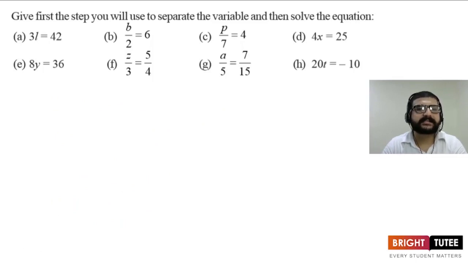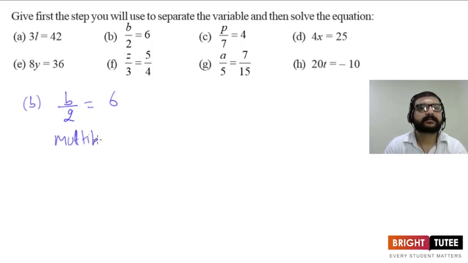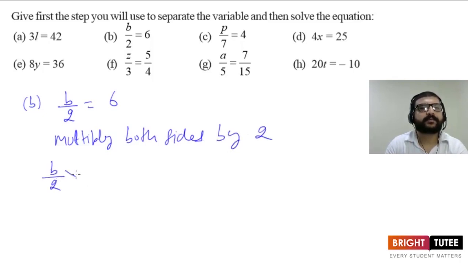Now the next equation is the second equation, which is b upon 2 is equal to 6. Now here also we have to get rid of this 2 which is written in the denominator of the variable. By doing that we can separate the variable which is b here. Now how to get rid of this 2? We can multiply both the sides by 2. Now this will give us b upon 2 into 2 is equal to 6 into 2.